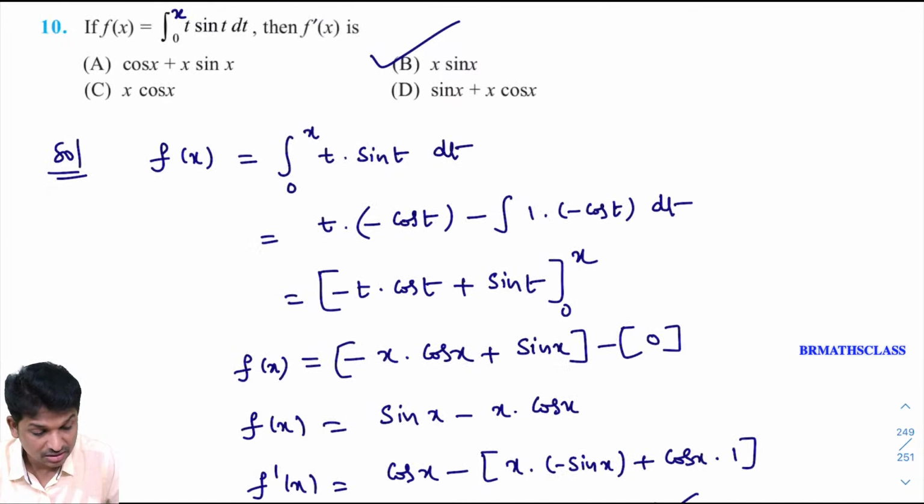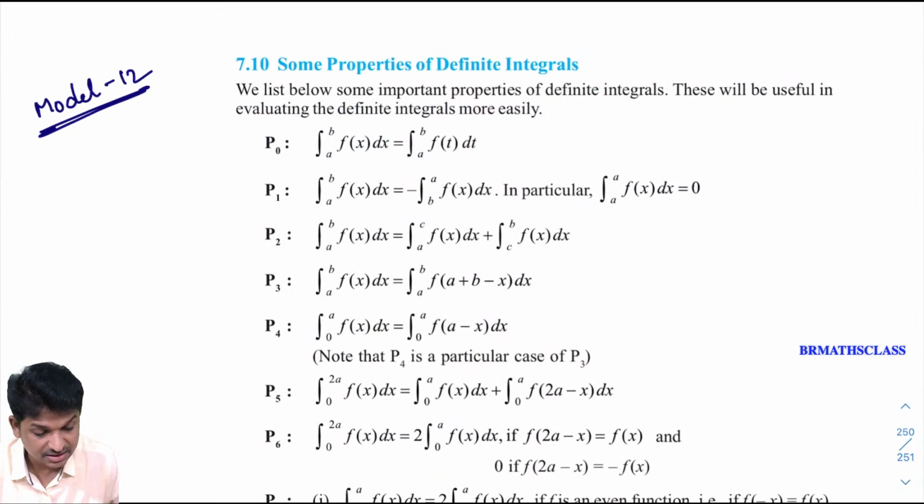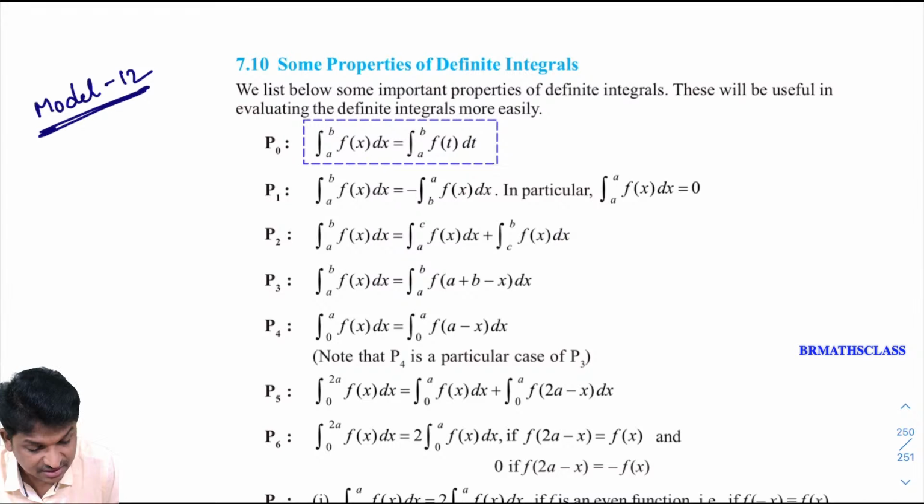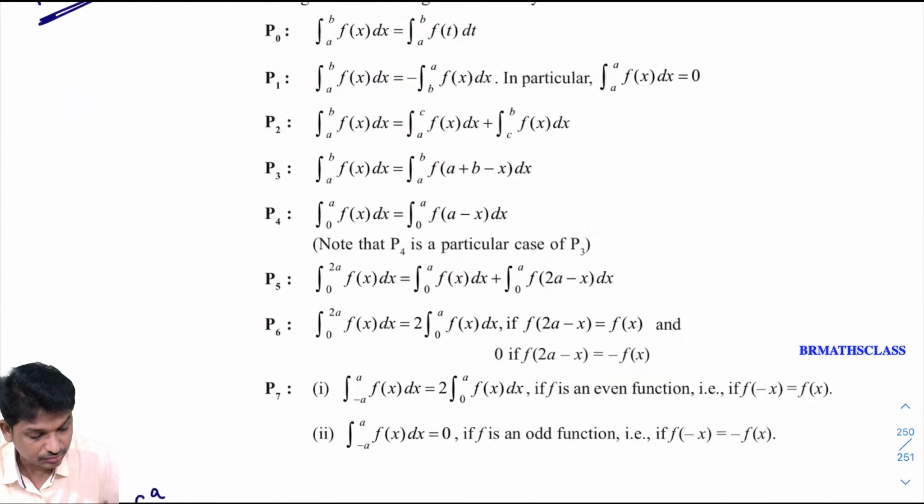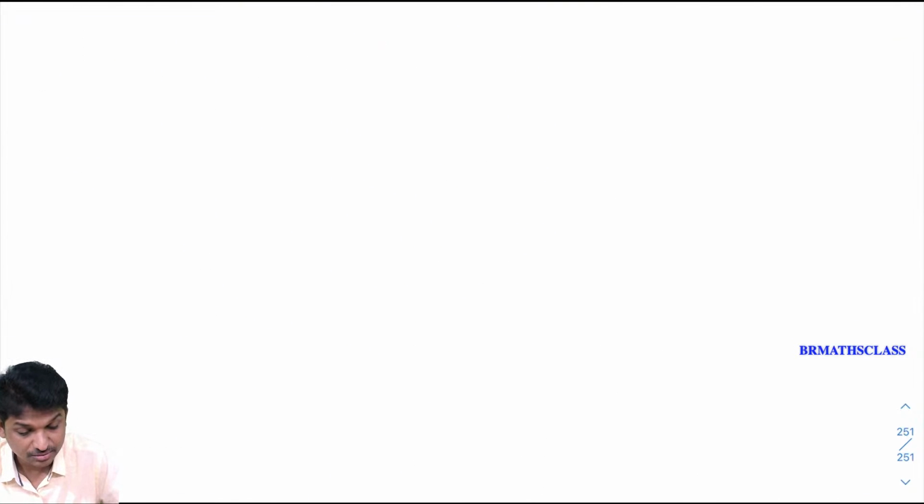Now, properties. See this one, now I am going to derive this property. Look here, property number 0 is given. I will take it as property number 2. Okay, property number 2. What is that property?